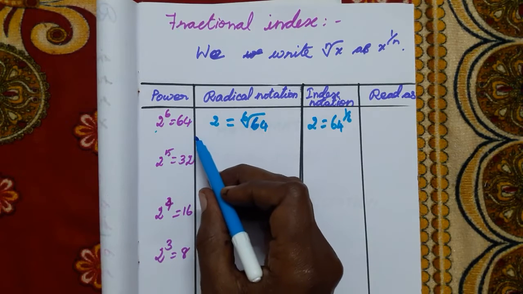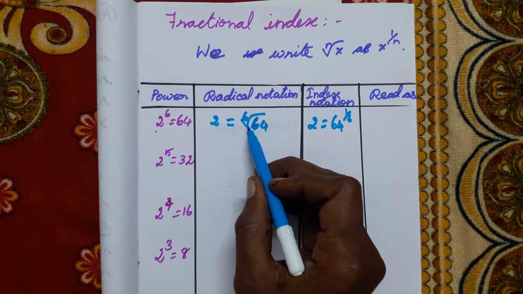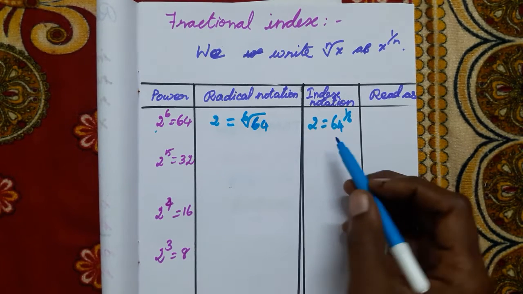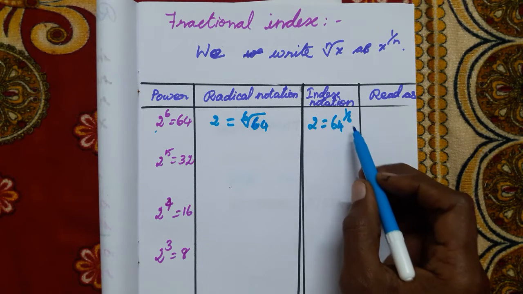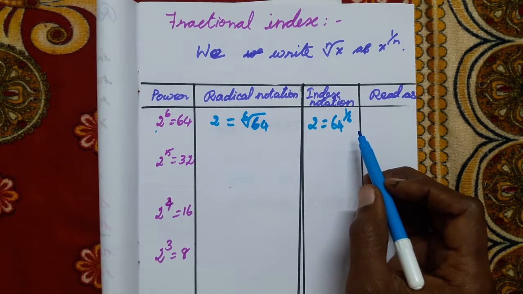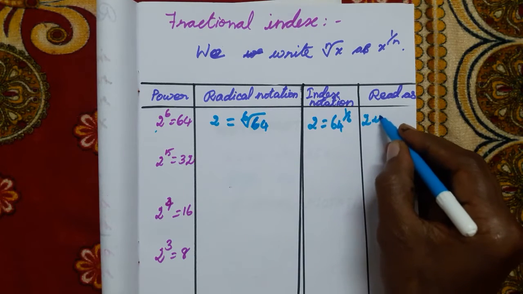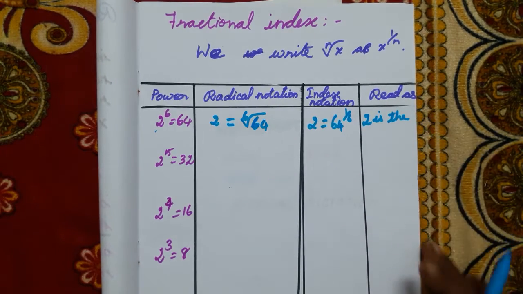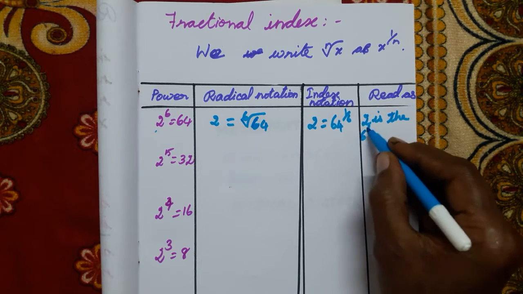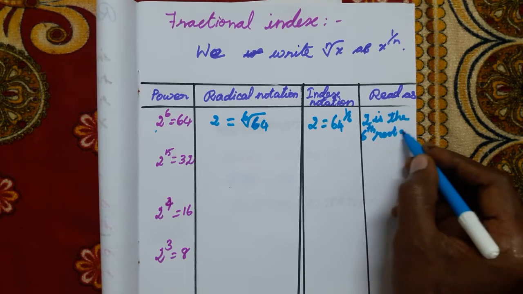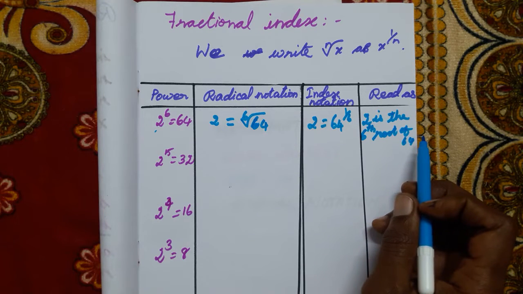2 power 6 is equal to 64. We can write as 2 is equal to 6th root of 64. In index notation, how can it be written? 2 is equal to 64 power 1 by 6. How do we have to read it? 2 is the 6th root of 64.